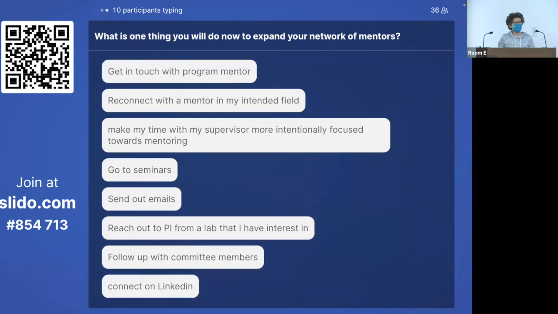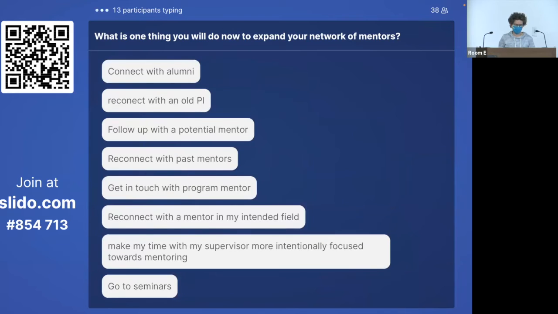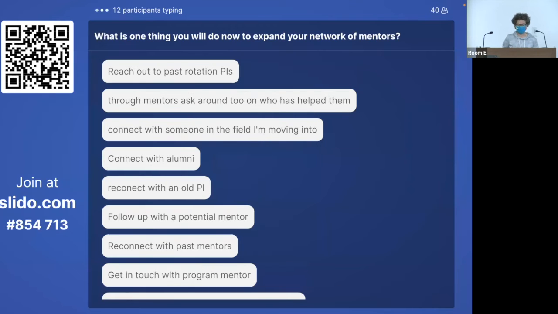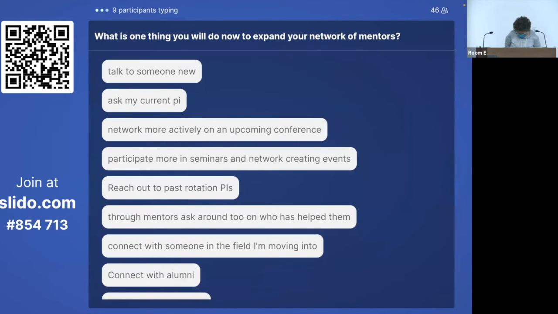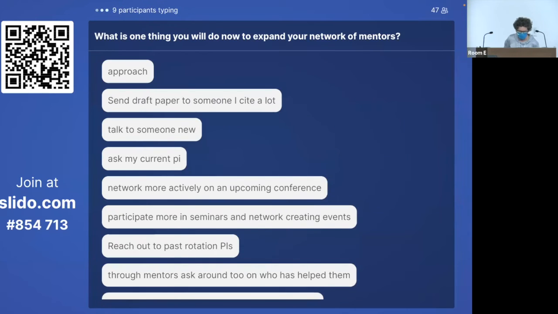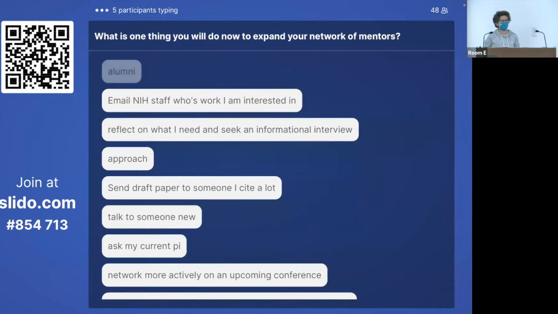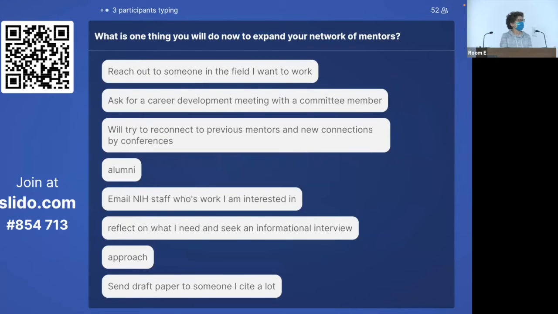Electronic virtual networking like that can be very helpful, but it can't be the only thing. But it's a really good start as well. Connecting with alumni, connecting with someone in the field I'm moving into. So each of you remember your commitment. Maybe what we'll do is pull these out, and when we send the follow-up with the workbook and the slides, we'll include some of this too. Reflect on what I need and seek an informational interview. I think that's a great way to end here.